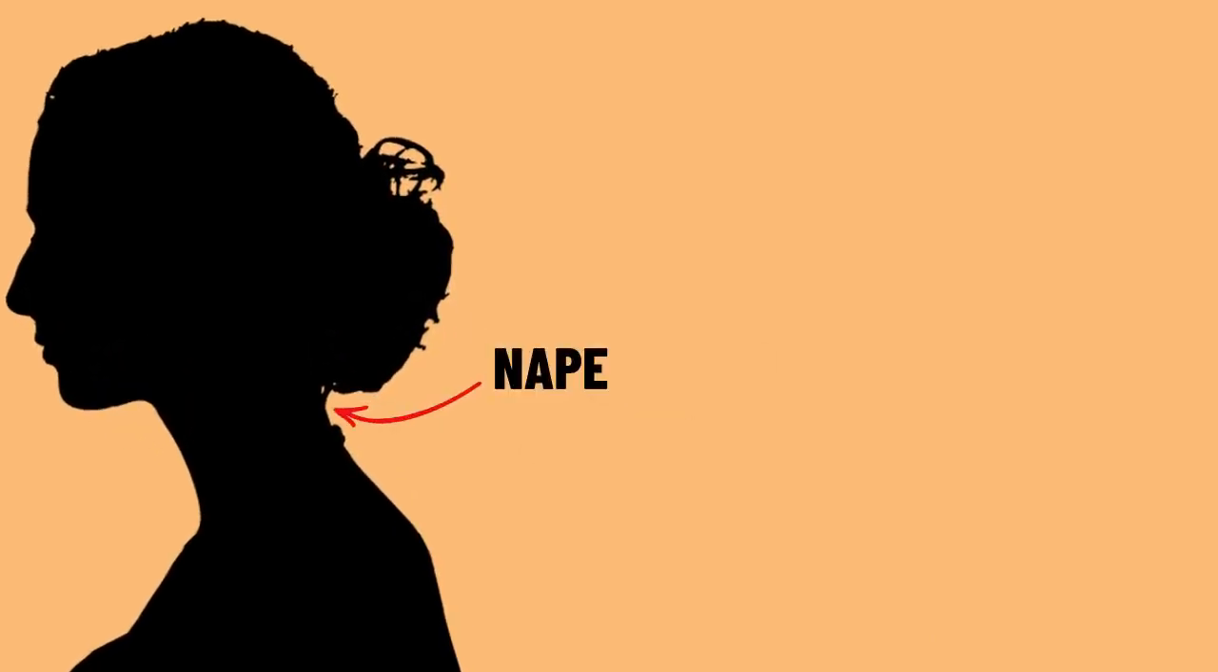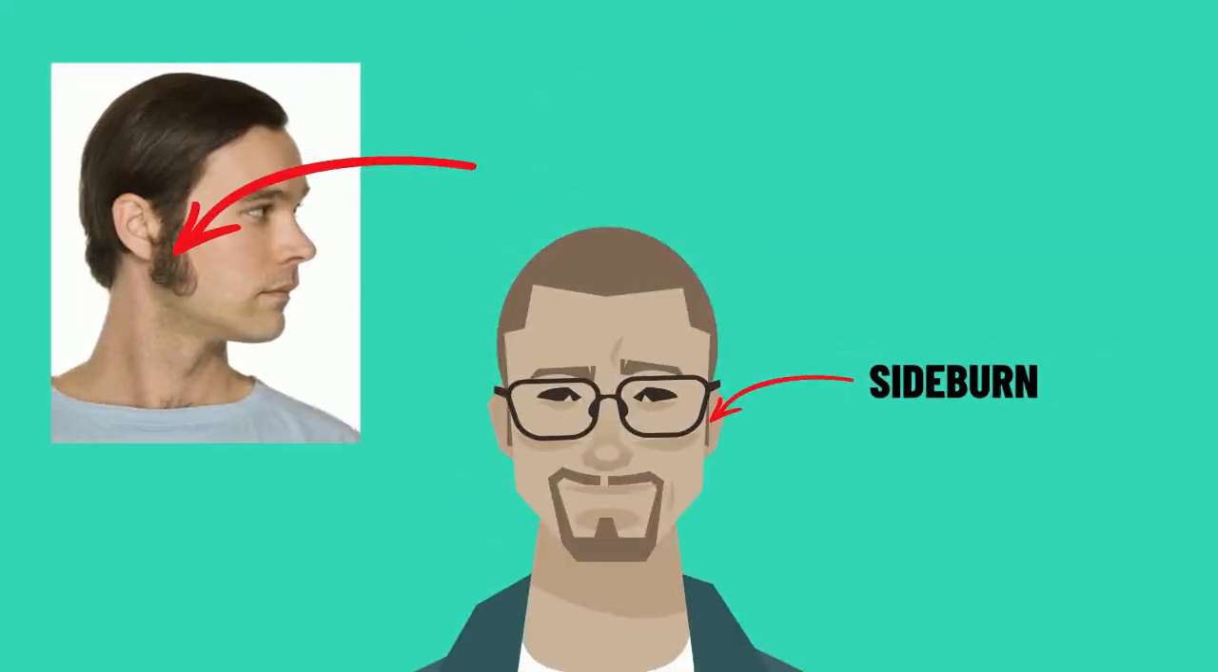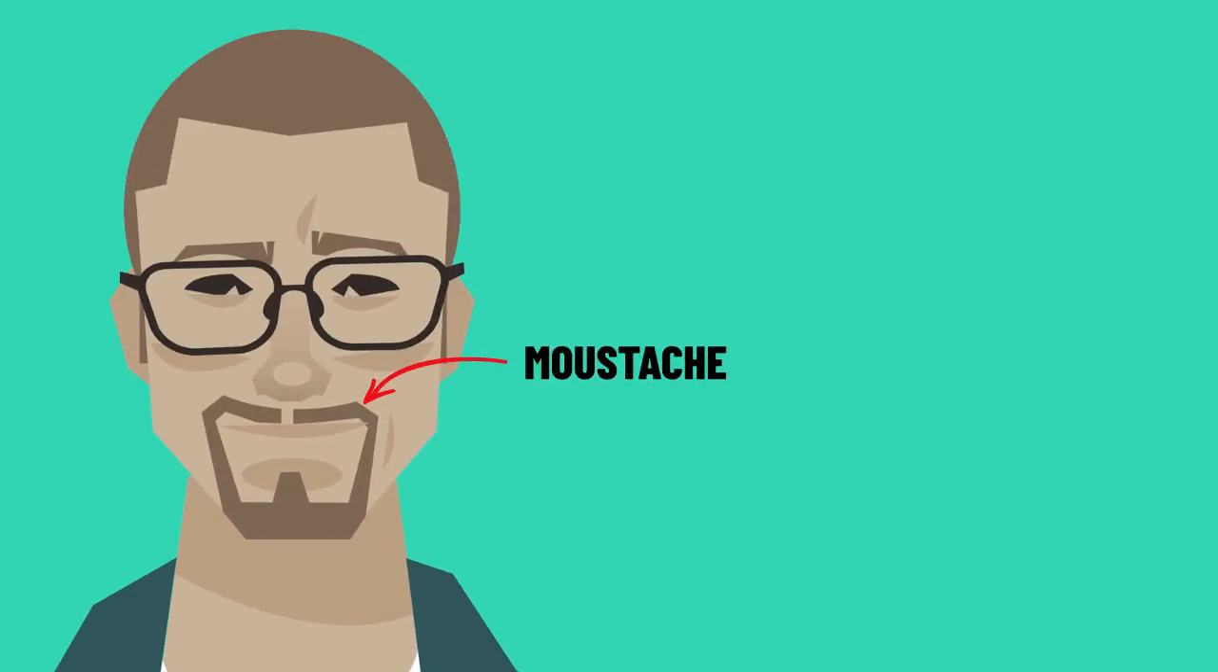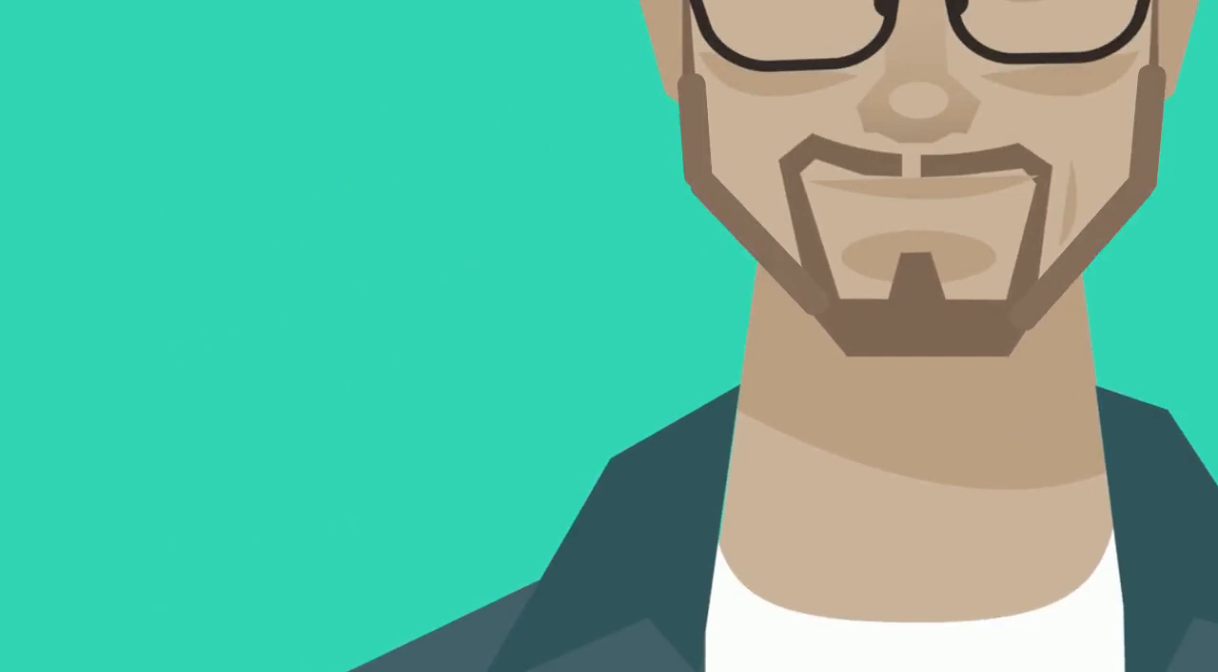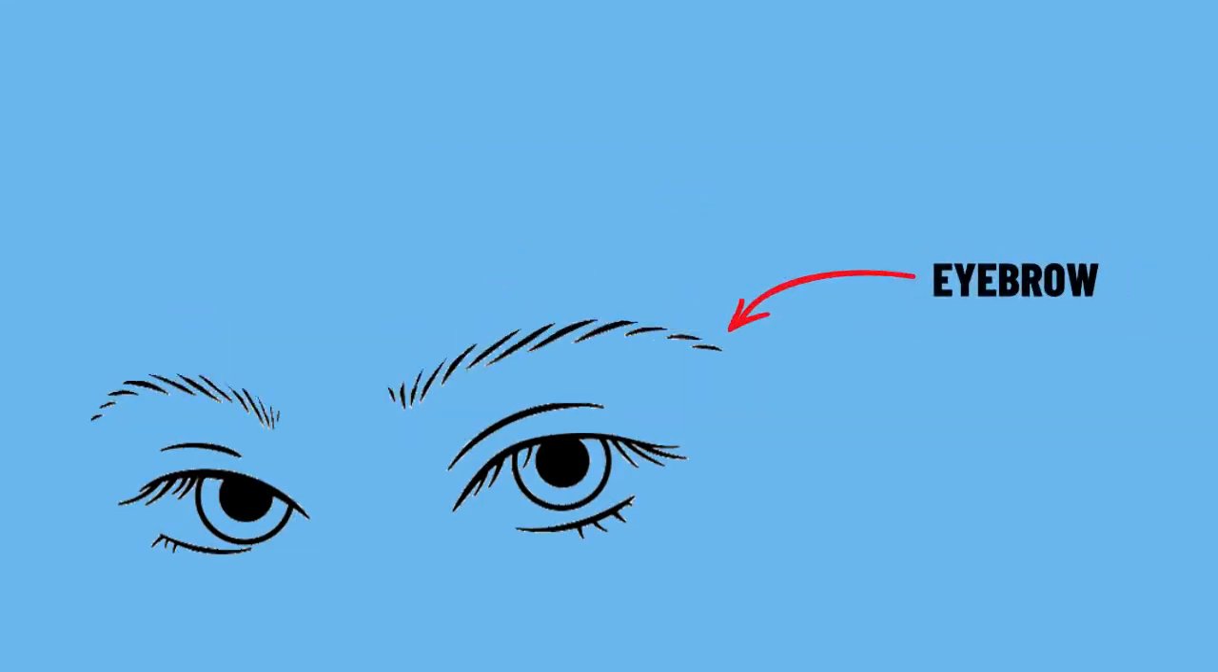Moving on, next up we have the nape, which is the back of the neck below the hairline. Nape. At the side of the face and in front of your ear, you have a sideburn. Words for facial hair include moustache, and when facial hair covers the jaw and chin, it is known as a beard. Other facial hair includes the eyebrow and the eyelash.